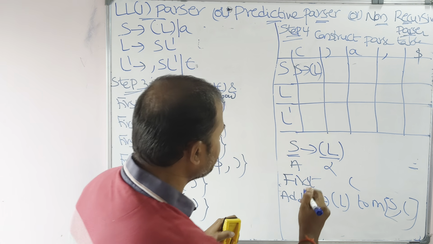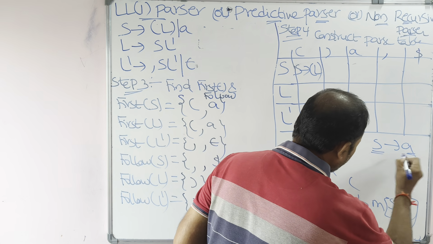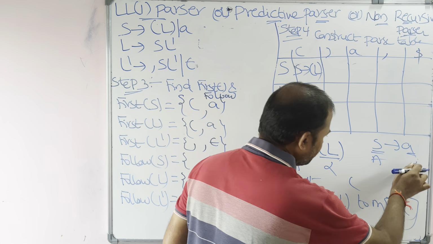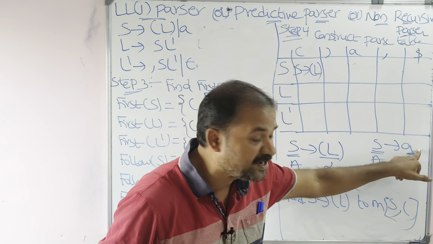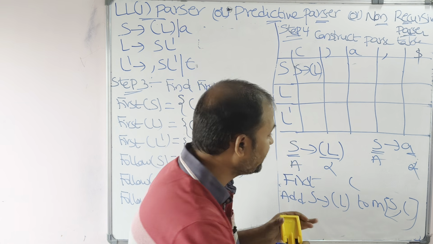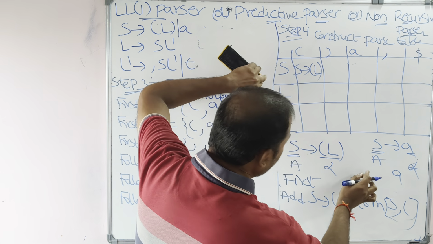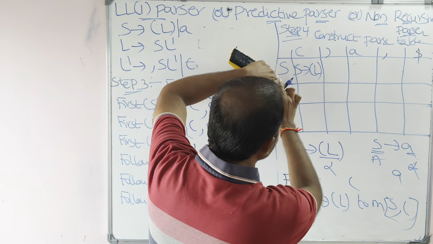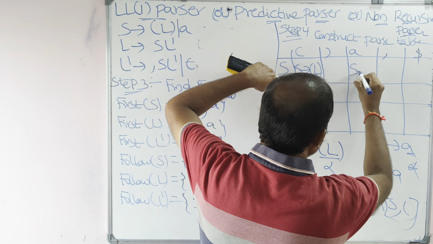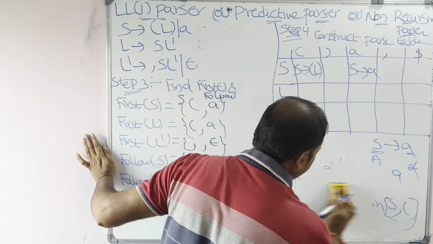Let us consider the second production. S produces A. This is also in the form A produces alpha, where alpha contains some symbols. So we have to calculate first of alpha. First of A means A. So add S produces A to M of S, A in this parse table. Which production are we adding? S produces A.